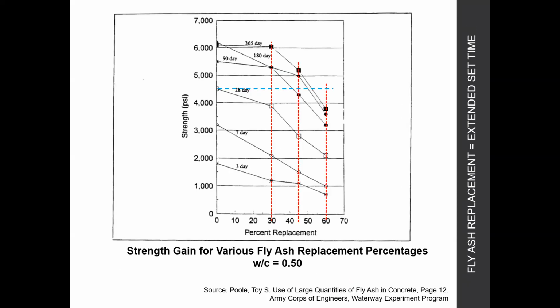A quick chart here just to note the impact of fly ash replacement. You'll see the red lines indicate a 30%, 45%, and 60% replacement of fly ash. And you'll just note here that the 28-day strength of no fly ash replacement could take significantly longer, as long as 28 days or even 56 days, to get to that same strength as you start introducing high volumes of fly ash.